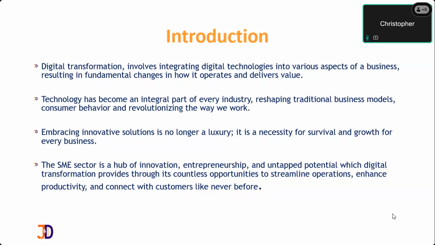So with that said, it leaves you with no option, if you have a business, but to embrace technology and come up with innovative solutions for your own business so that you can be at par with the rest of your peers and actually stay afloat in your business. So basically, as we narrow down to the SME sector, in SMEs you still have a very huge room to innovate, to learn, and there's a huge untapped potential for digital transformation.